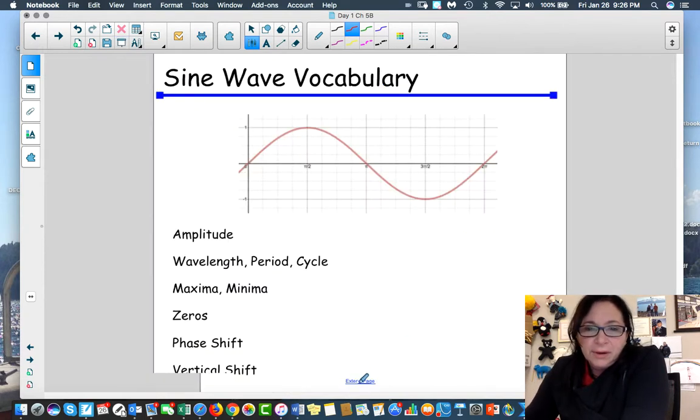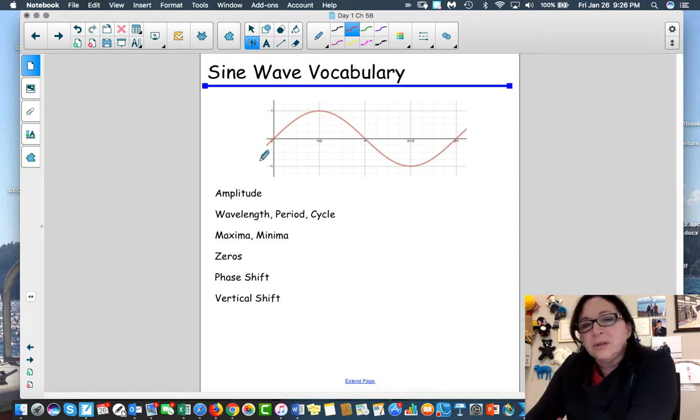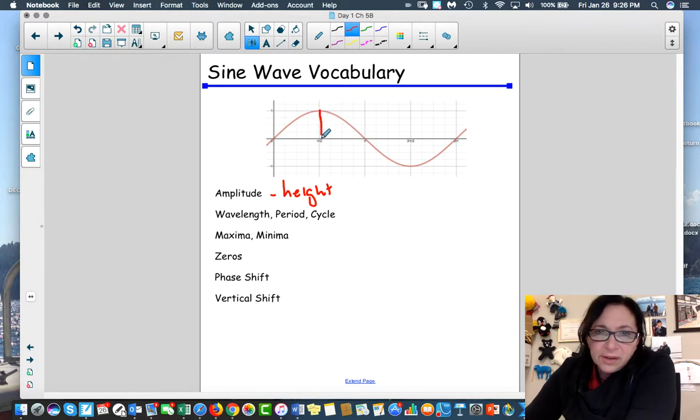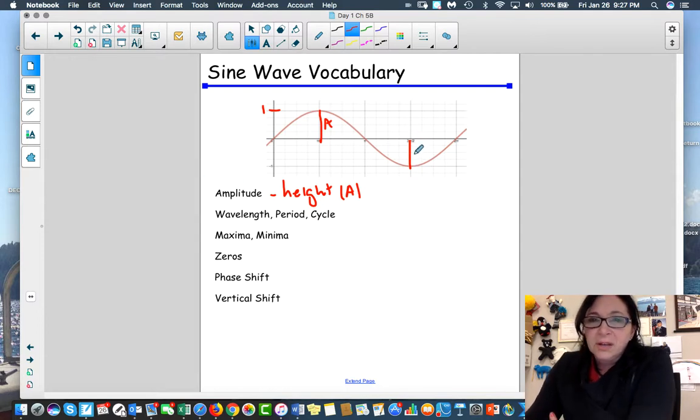Some vocabulary for our sinusoid. Amplitude is what we call the height. So this distance here is my amplitude. In this case, it's 1. This height is 1. It's the absolute value. So it's always going to be the absolute value of my height. It's the length. Lengths are positive. So that's my amplitude. Amplitude is the distance from the median, which is this axis here, to either the minima or the maxima. So this is my maxima, and this is my minimum.